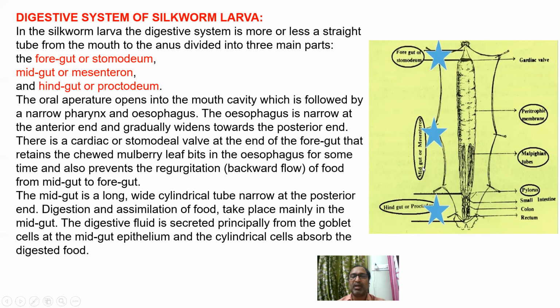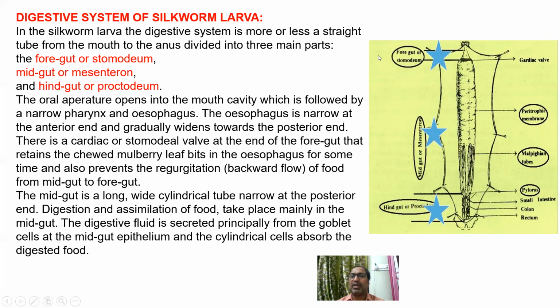And the next one is the midgut. It is the bigger part in the digestive system of the animal. This is called mesenteron. And the last one is the hindgut, otherwise called proctodium. So totally, the digestive system of the silkworm consists of three regions: foregut, midgut, and hindgut. Fore means the anterior region, mid means the mid region, and the hindgut is present in the posterior region. So foregut is stomodium, midgut is mesenteron, and the last is proctodium. You could observe in the slide also.